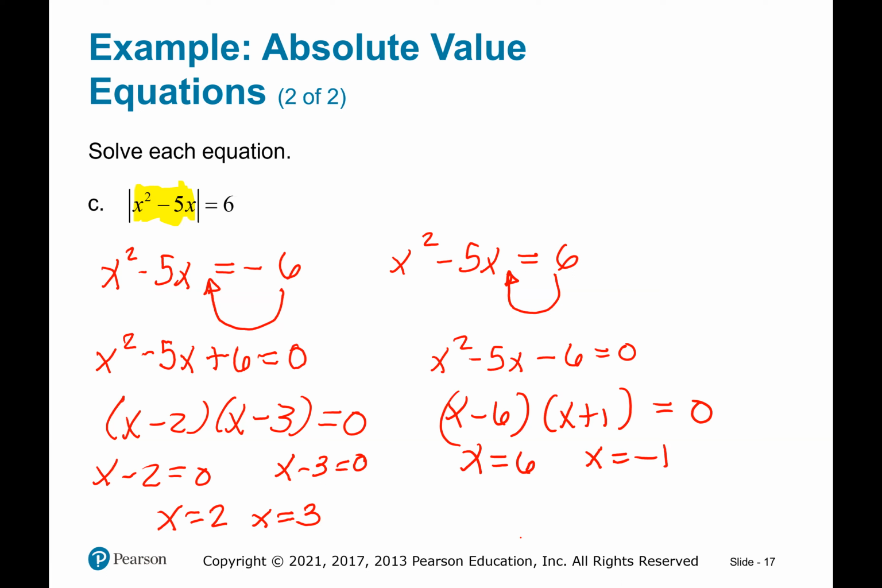36 minus 30, yep, that works. 1 plus 5, that works. So the solutions are 2, 3, 6, and -1. 4 solutions to that absolute value equation. Does it matter what order you put them in? Doesn't matter what order you put them.